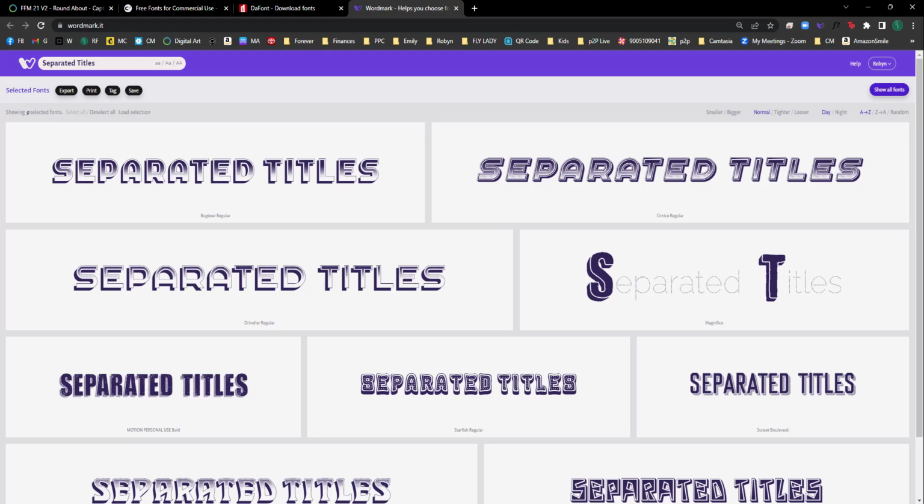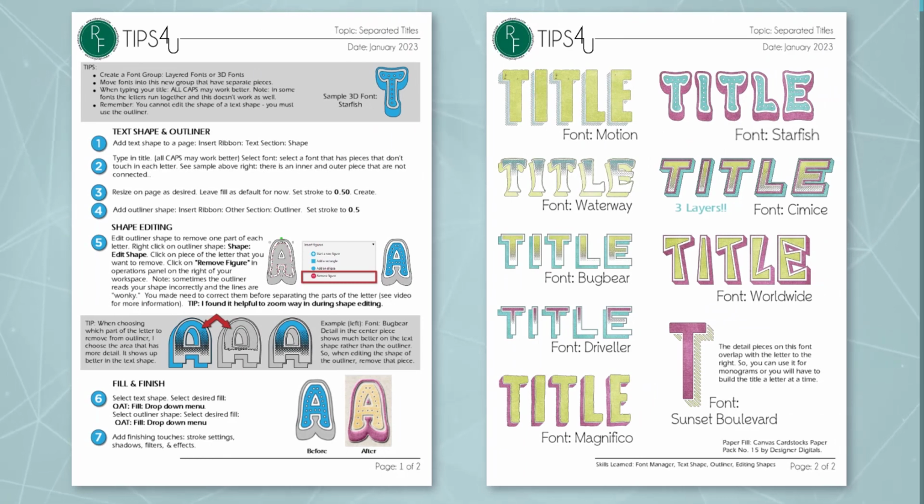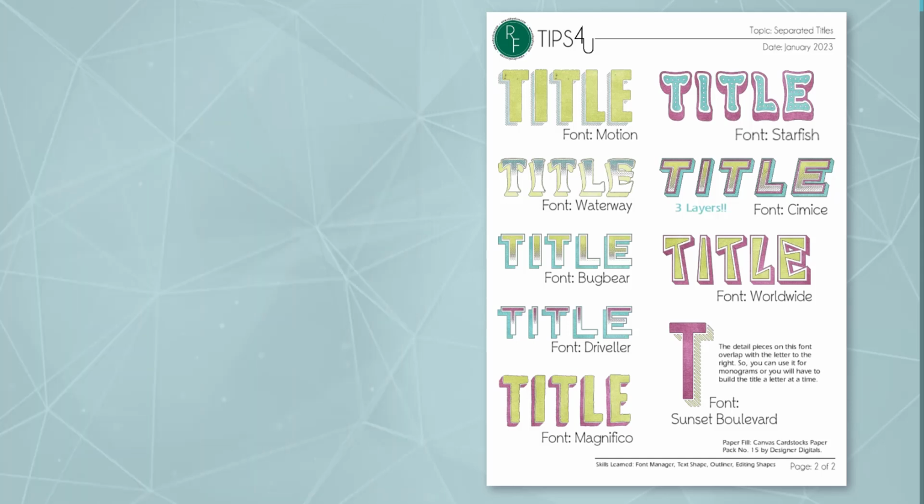Okay, so let's go into Artisan. I give you a handout to do this, so we have this video as well as the handout. The handout has 2 pages. Page 1 is step-by-step instructions as well as some screenshots and some tips. Page 2 gives you 9 different font samples where I'm using this technique. Let's take a look at them now.